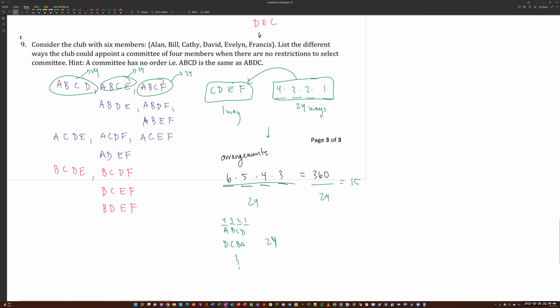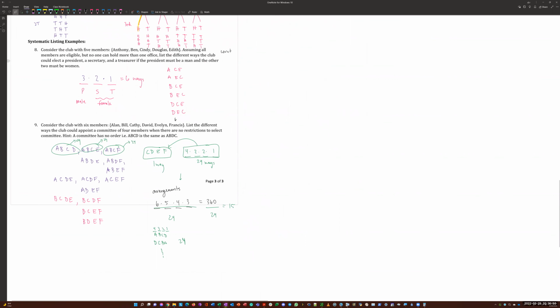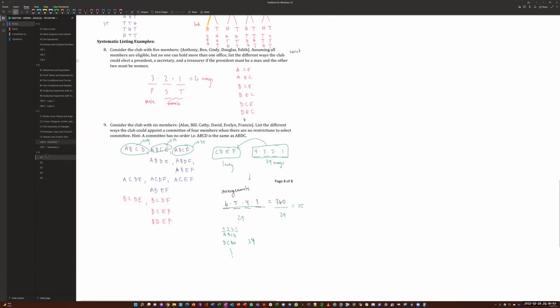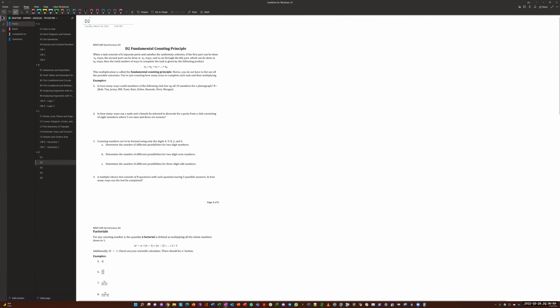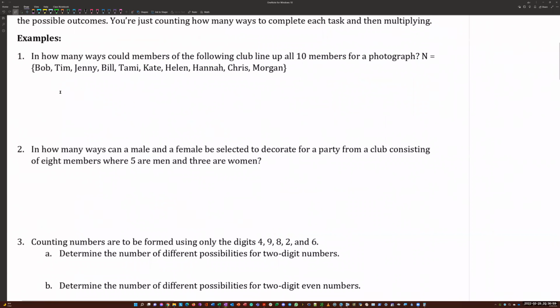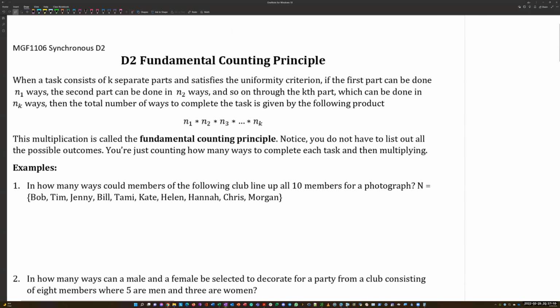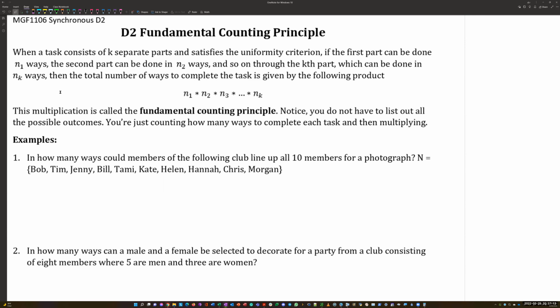All right. Anybody have any questions so far? All righty. Fundamental counting principles. So we already did this, so most of this should be pretty easy. In how many ways could members of the following club line up all 10 members for a photograph? N is equal to this thing. What would you say? There's 10 people. How many ways can I line them up?